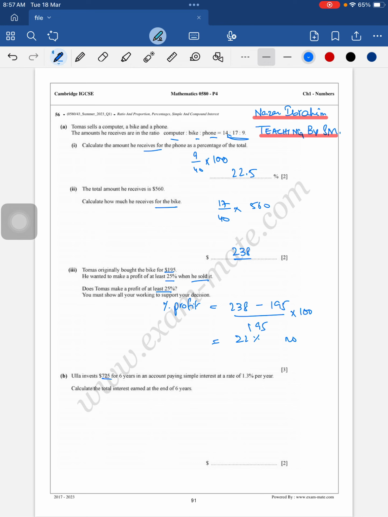Ula invests $725 for 6 years in an account paying simple interest at a rate of 1.3% per year. Calculate the total interest earned at the end of 6 years. The simple interest formula is equal to PRT upon 100. P is the principal amount, that is 725, rate is 1.3% and the number of years is 6, upon 100, right? So 725 multiplied by 1.3 multiplied by 6 by 100, we get 565.5 as interest.